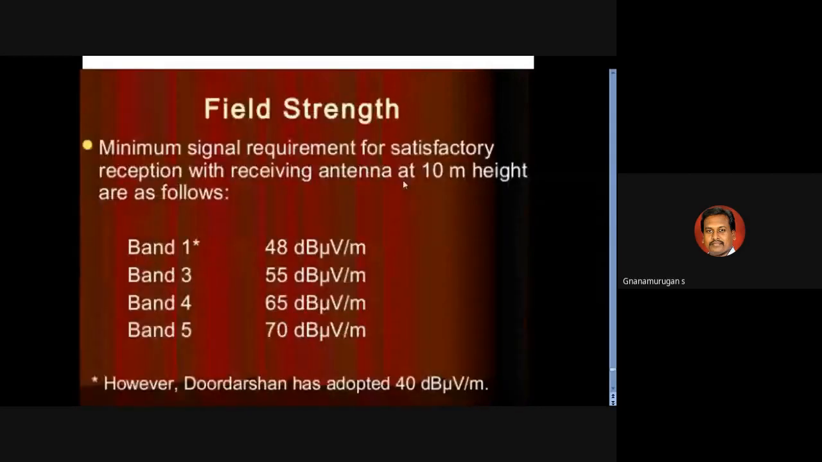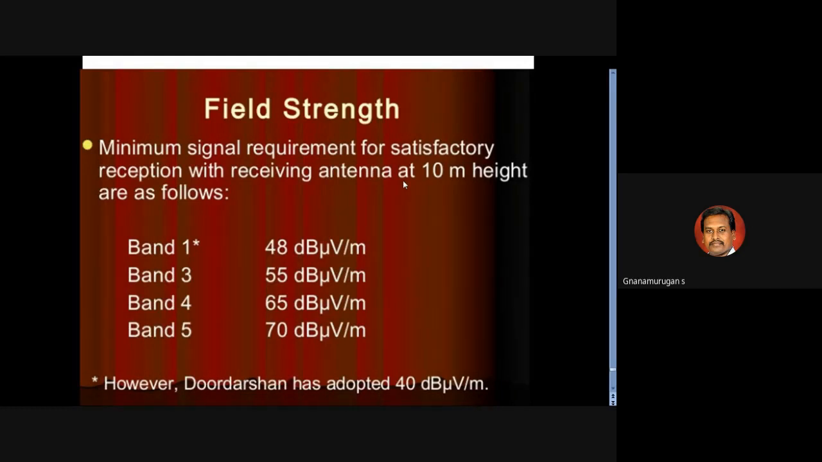So I repeat again the field strength concept. What is the field strength concept? It is the minimum signal requirement for satisfactory reception with a receiving antenna at 10-meter height, as follows: band 1, band 2, band 3, band 4, and band 5.